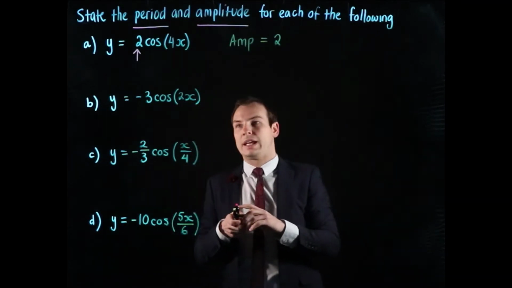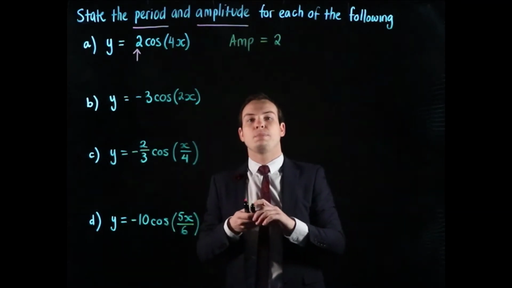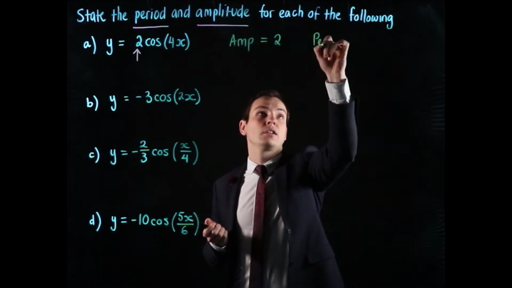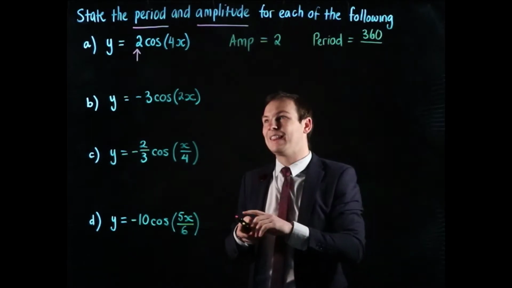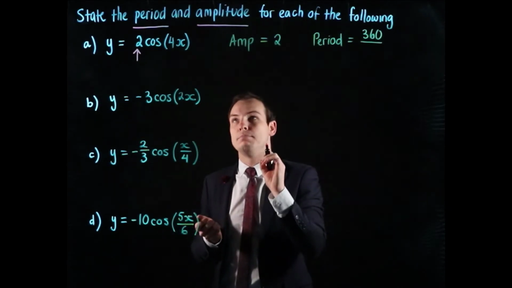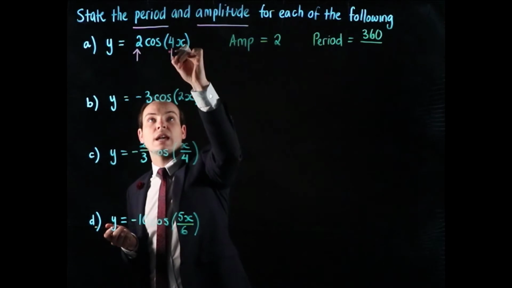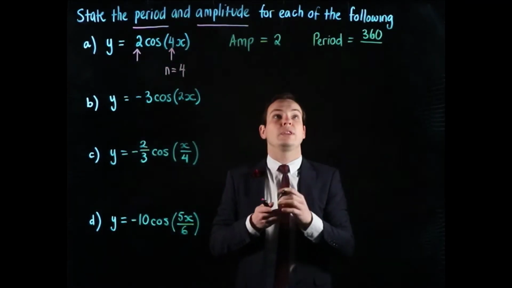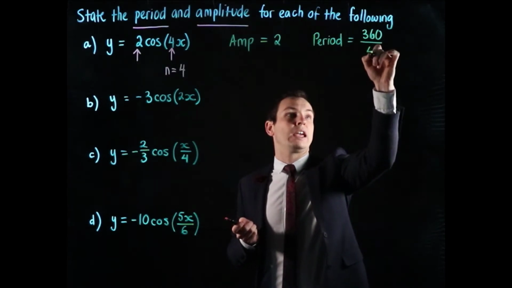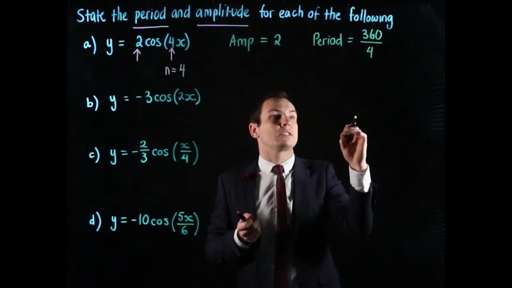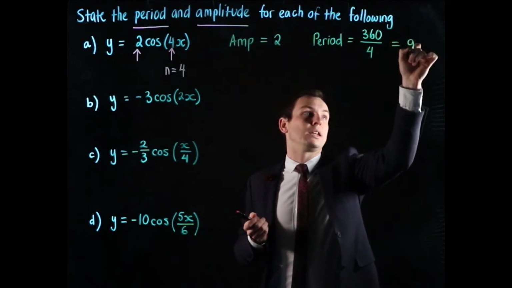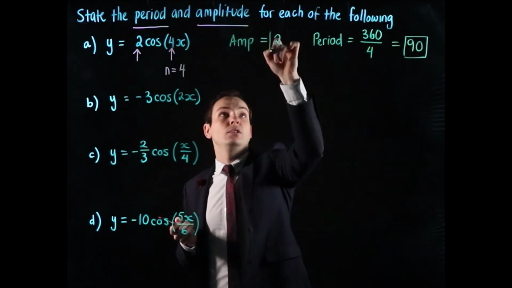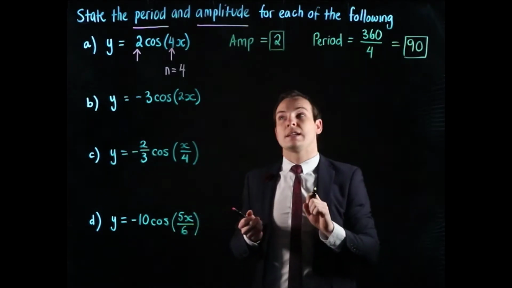Now when we get to calculating the period, we know that the period is 360 divided by n, and the n value is the number multiplying x. So in this case, n is equal to 4. So we're going to have 360 divided by 4, which is simply equal to 90. So our first one has an amplitude of 2 and a period of 90.